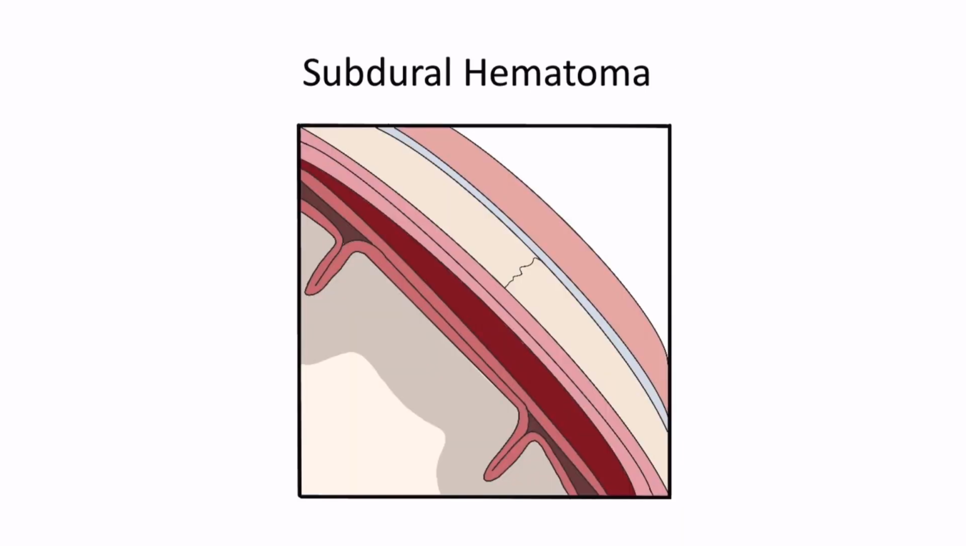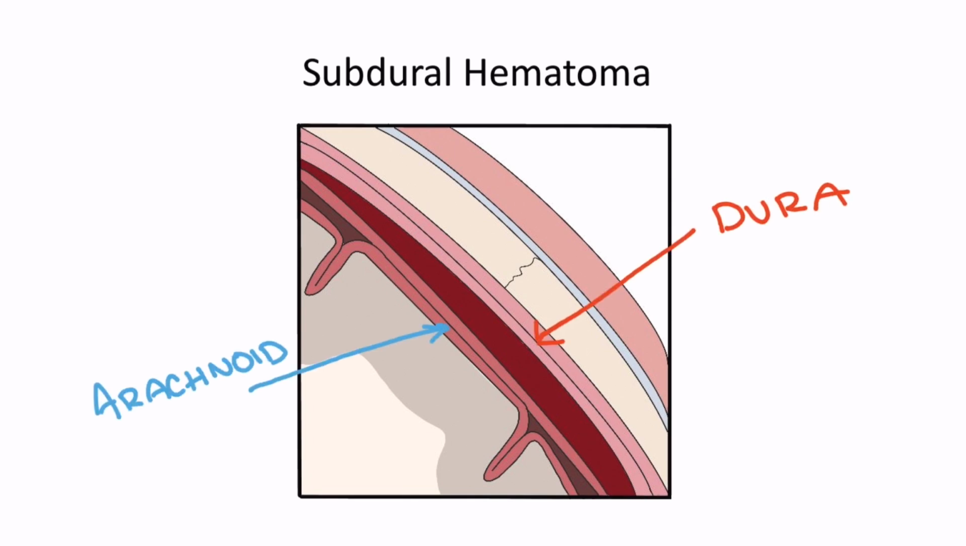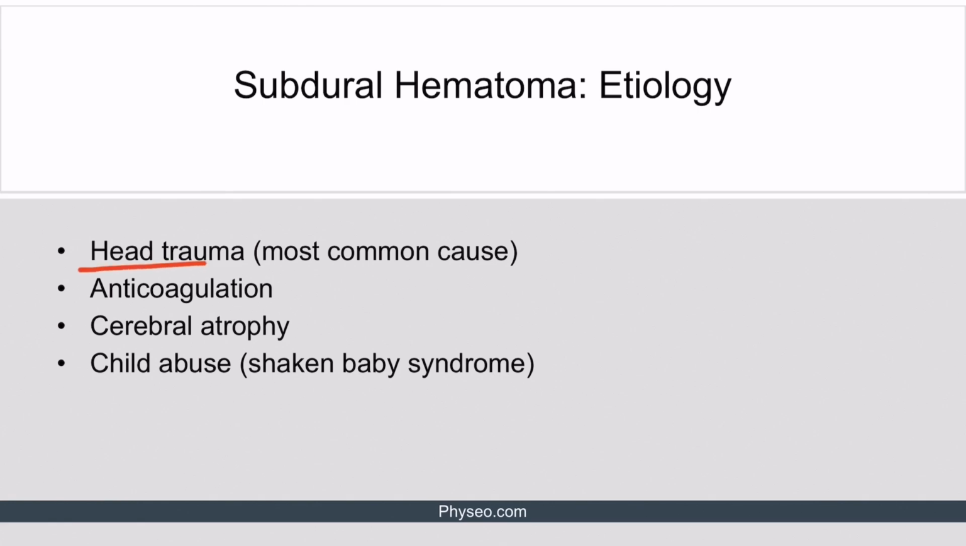Here's an illustration showing the subdural hematoma. We can see that the blood accumulated deep in the dura mater and superficial to the arachnoid mater. Let's talk about etiology. Head trauma is the most common cause. In fact, subdural hematoma is common among elderly patients who recurrently fall and hit their head.